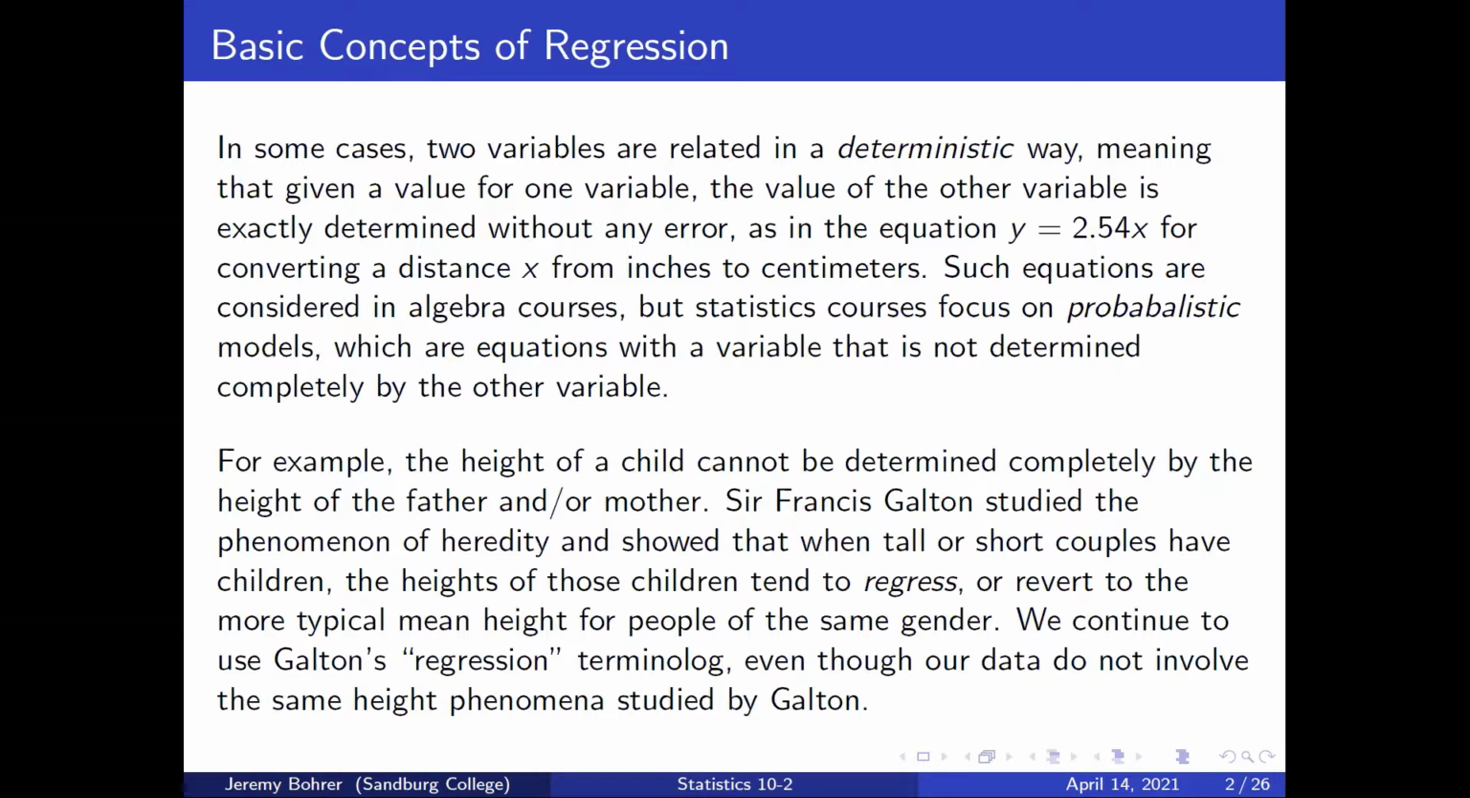Such equations are considered in algebra courses, but statistics courses focus on probabilistic models, which are equations with a variable that is not determined completely by the other variable. For example, the height of a child cannot be determined completely by the height of the father and/or mother. Sir Francis Galton studied the phenomenon of heredity and showed that when tall or short couples have children, the heights of those children tend to regress or revert to the more typical mean height for people of the same gender. We continue to use Galton's regression terminology, even though our data do not involve the same height phenomena studied by Galton.